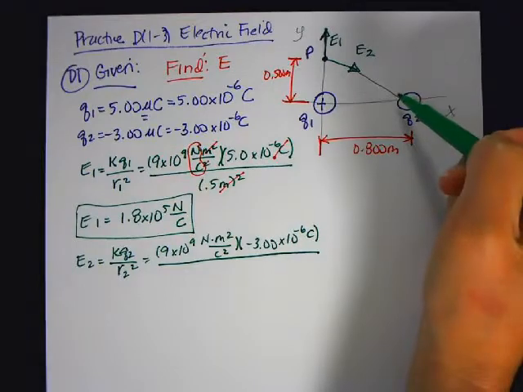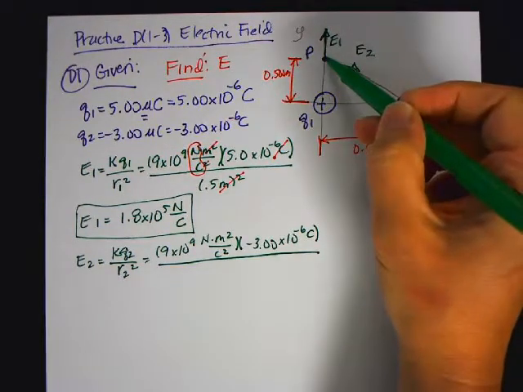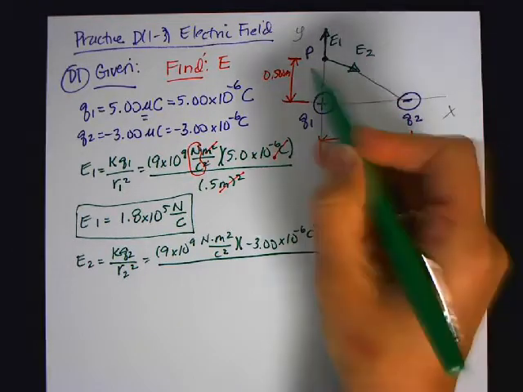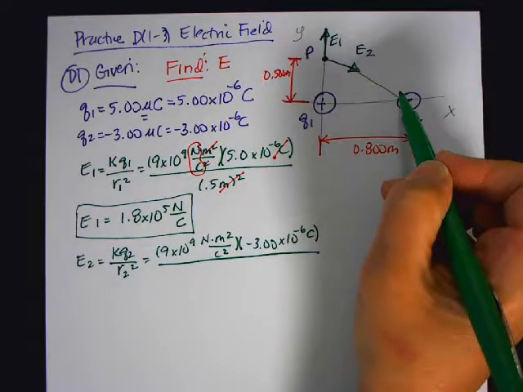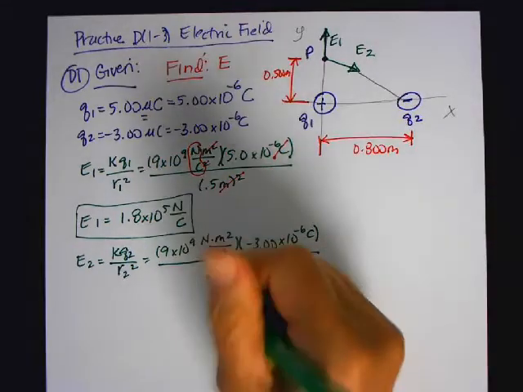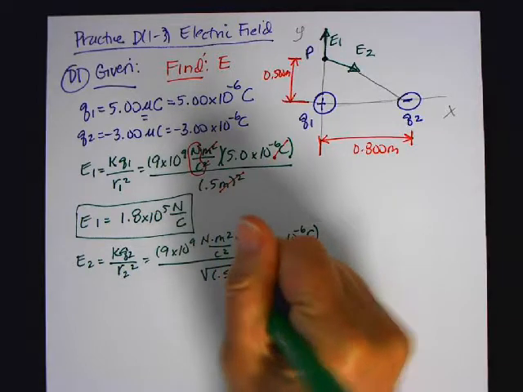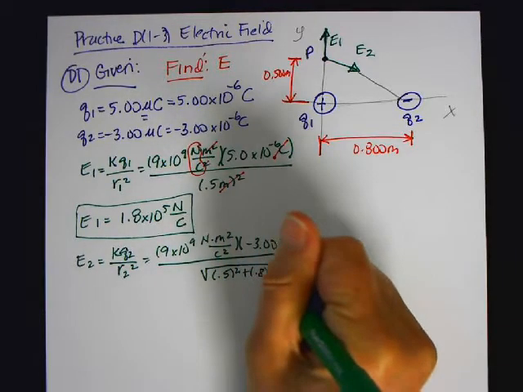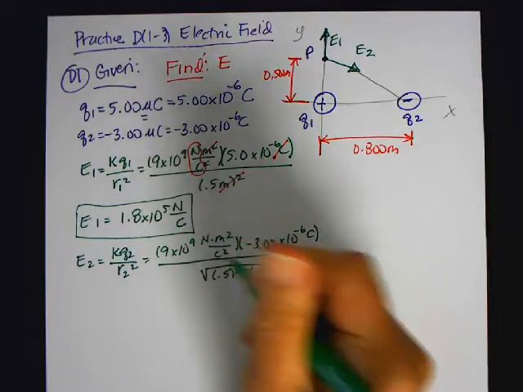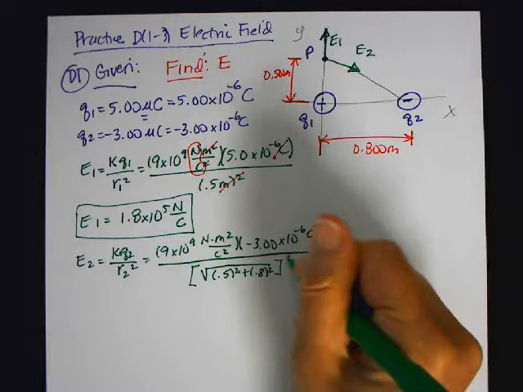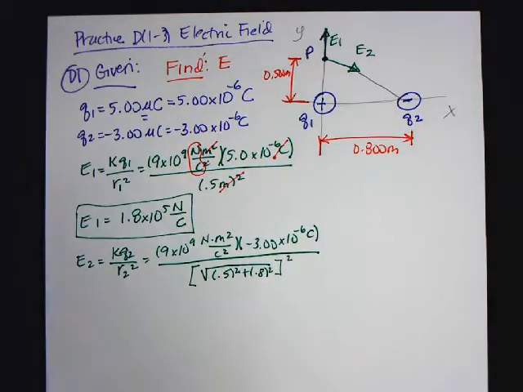What is the distance from Q2 to P? It's not 0.8, it's not 0.5, it's actually the hypotenuse of this right triangle. So I could do it on the side, but you know what? I know Pythagorean theorem, so I'm just going to go like this and say 0.5 squared plus 0.8 squared, and then that whole thing is squared. All right? The square root of the two sides. If you want, you can do it on the side so you don't make a mistake.